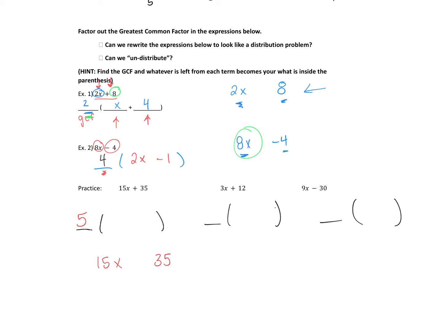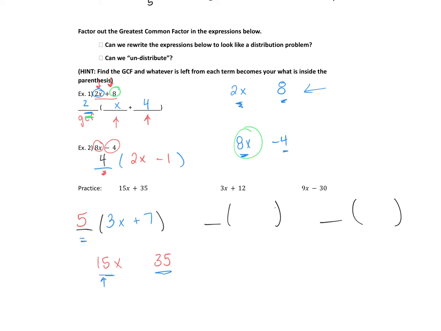So what do I need to multiply 5 by to get 15x? I know that 5 times 3 is 15, but there's an x, so I just have to add an x. Then what do I need to multiply 5 by to get a positive 35? I know that it's just 7.